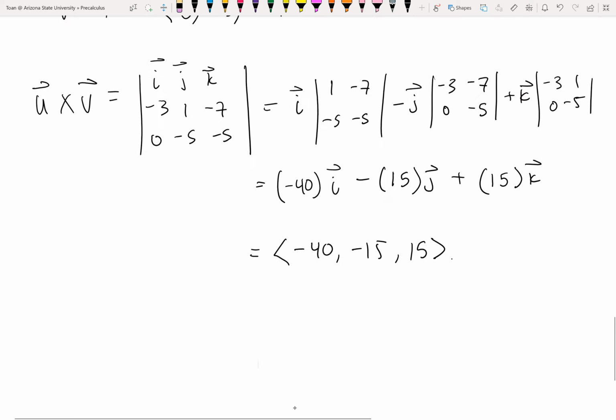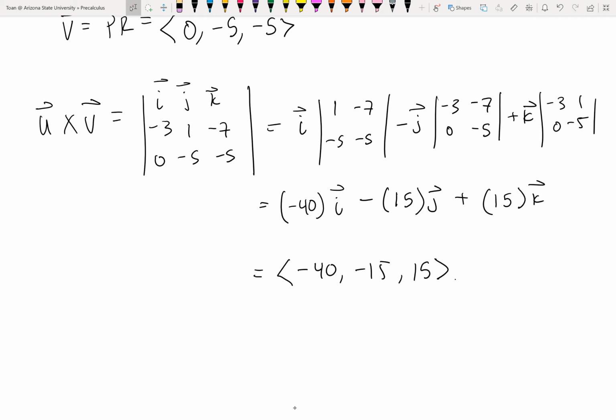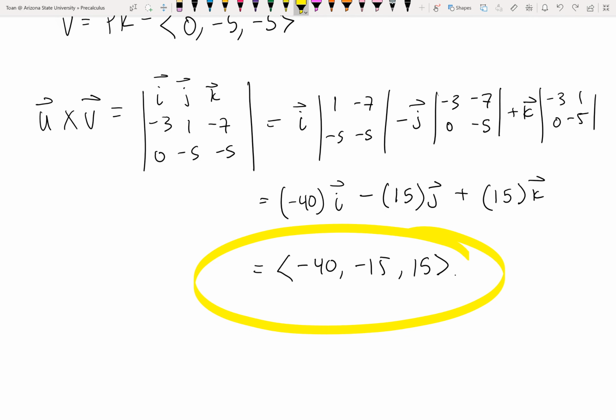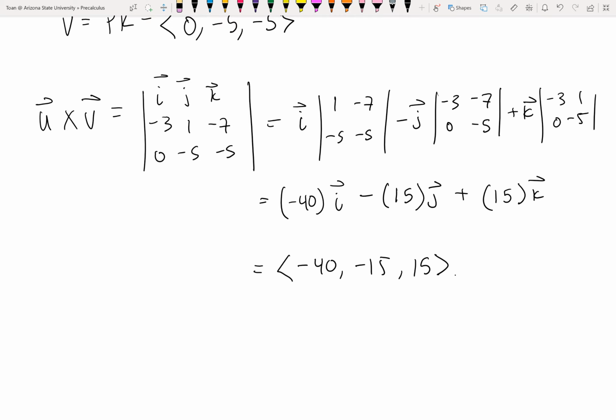So just be mindful that if you're doing this on your own, and heck, we chose point P to be the initial point, but what if we chose point Q to be the initial point? What if we chose point R to be the initial point? You should get the same answer numerically, 40, 15, and 15, but it may be in the opposite direction. So if you're checking the answer in the back of the book and you realize, hey, my answer is exactly the same, but it's in the opposite direction, it is technically fine. It is technically the correct answer. So just be mindful that the representation of the vector perpendicular may not be unique.